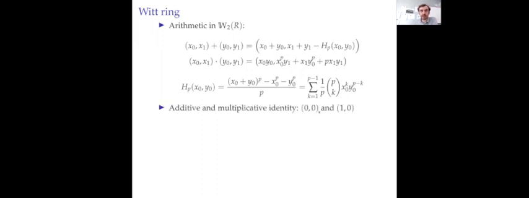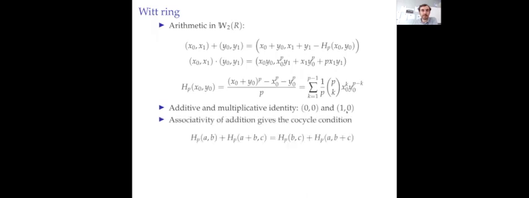And then you can check the 0 element is just this and the 1 element is just this. And okay, so what's interesting is now you can check that the addition of these vectors is associative. And actually, this associativity of this addition is equivalent to this kind of co-cycle condition for this entropy mod P.